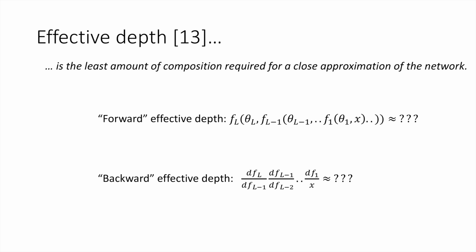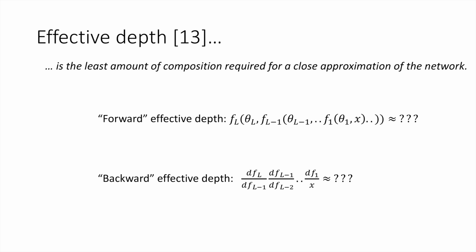Effective depth is the least amount of composition required for a close approximation of a deep network. Let's say we have a network of big L composed, parameterized, trainable layers. If we can replace this network with another network that yields approximately the same outputs but exhibits a lower degree of composition of trainable layers, then we say this network has the effective depth of the shallower network, which would be less than big L.